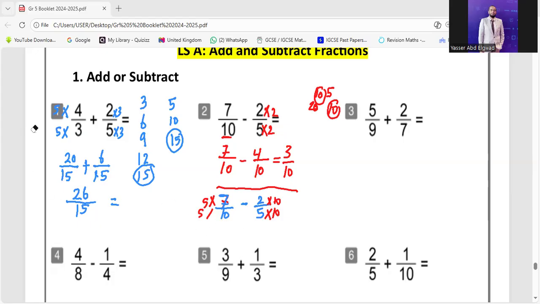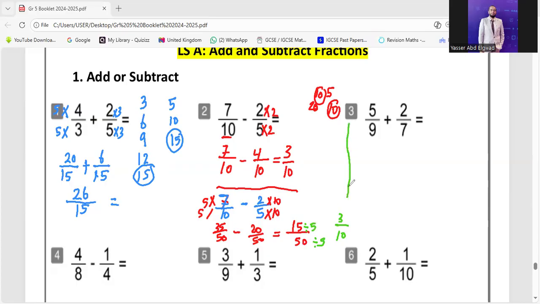So 35 over 50 minus 20 over 50. We subtract, we get 15 out of 50. But here it is not in simplest form. We have to divide by a common factor between them. We can divide by 5, divided by 5. We get 3 out of 10 also. So here we can use the switch, but we need to simplify after it.